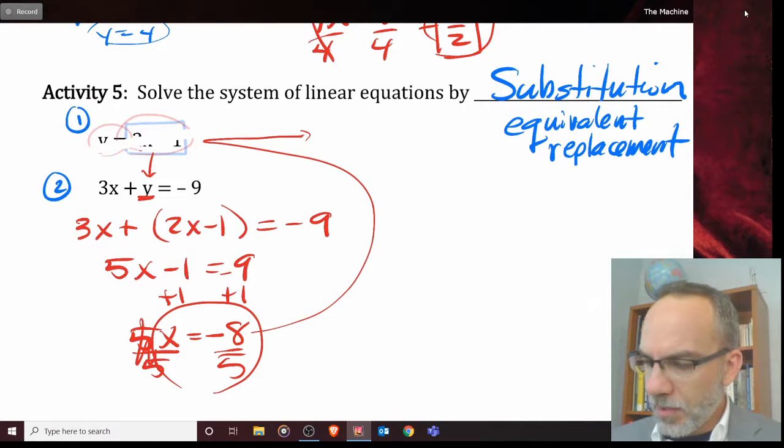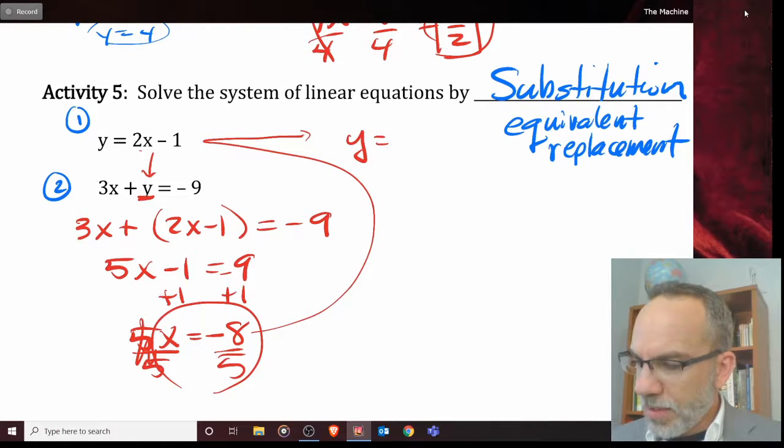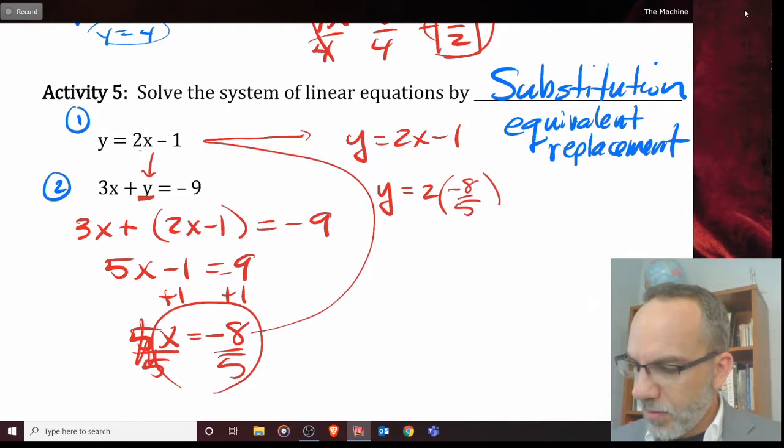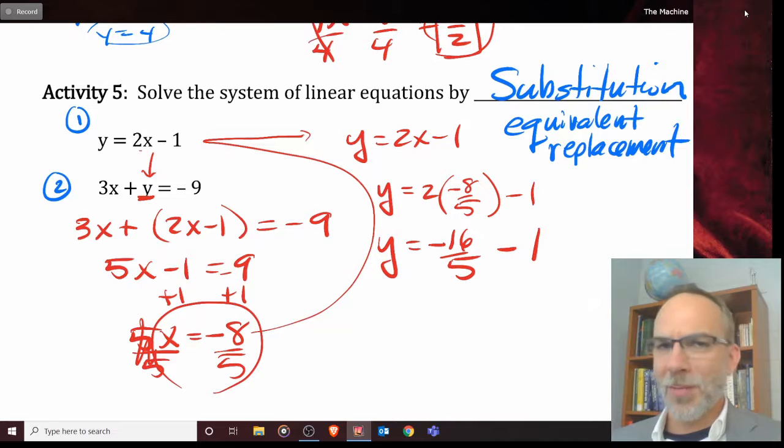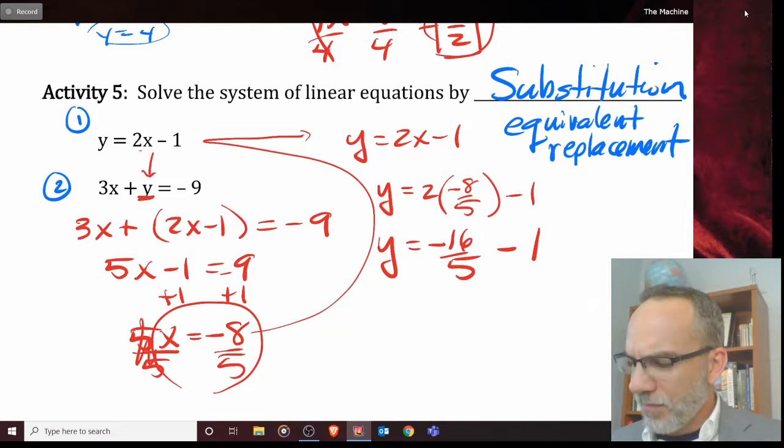Let me unclutter it a bit. Y then is equal to 2x minus 1. So y must be equal to 2 times negative 8/5 minus 1. Oh boy, fractions. Y is equal to 2 times negative 8/5, negative 16/5 minus 1. Come on, you can do this. This is like 4th and 5th grade math. Don't be scared. Be brave and be bold.